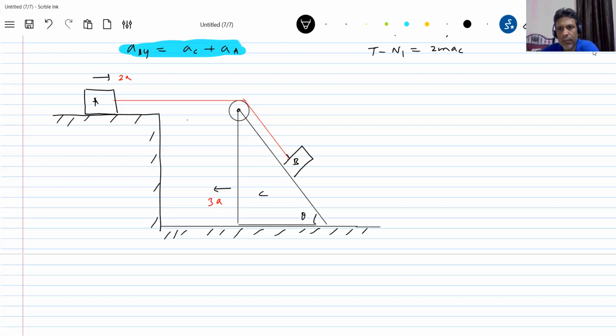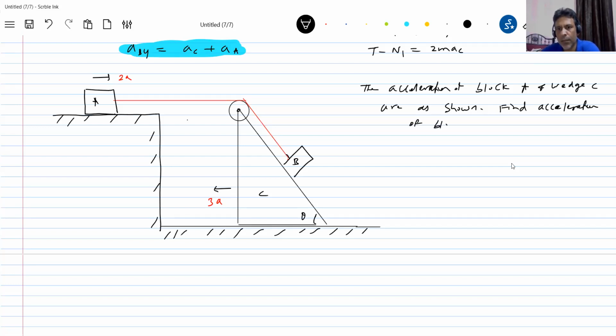The acceleration of block A and the wedge C are as shown. Find acceleration of block B. Sir, you are not saying with respect to ground, what we have to do? I think when we don't mention anything, it is with respect to ground only, no? If it is any other point, I'll mention it. Otherwise, it should be with respect to ground only.